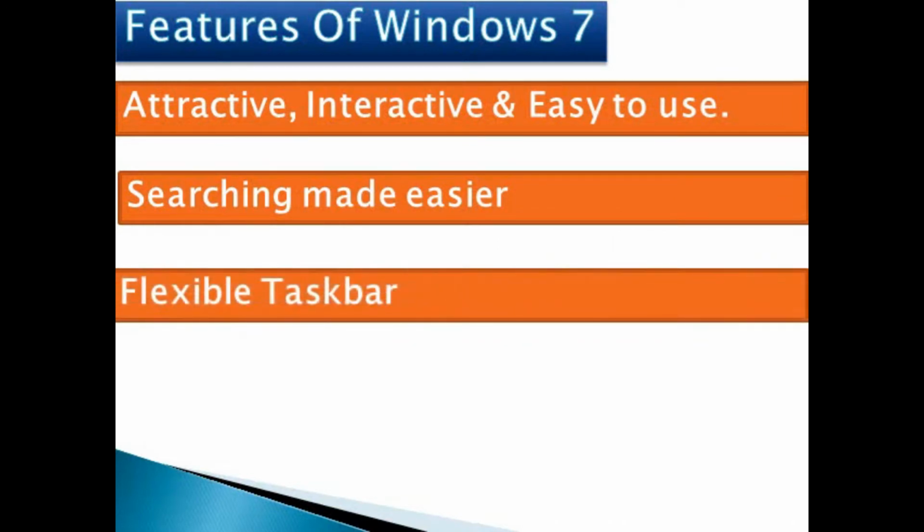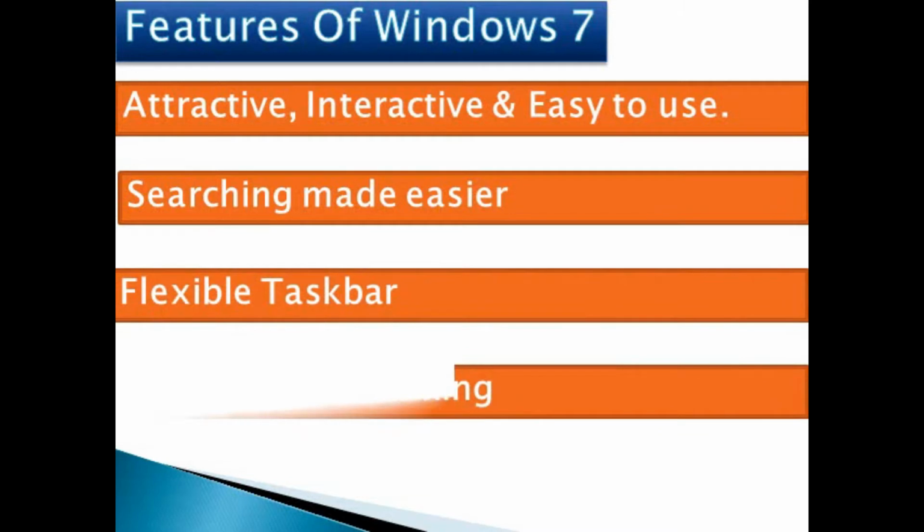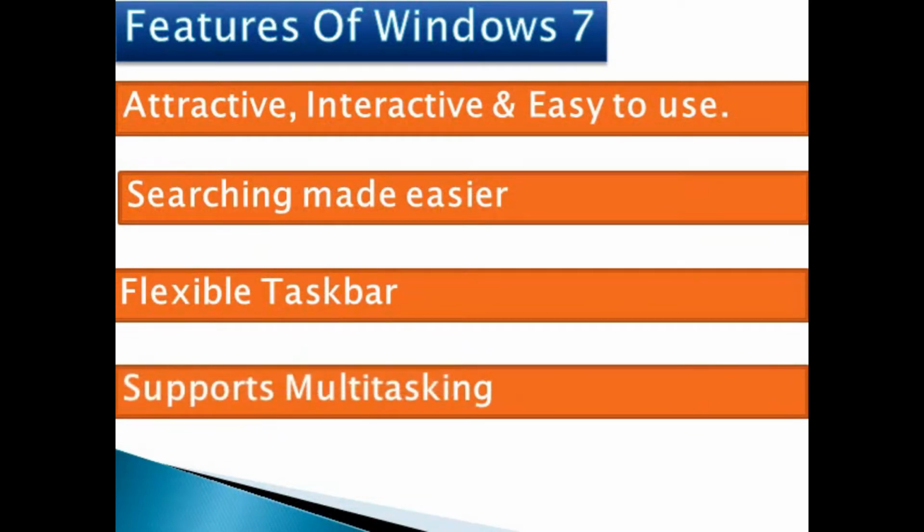The taskbar of Windows 7 is more flexible and application-oriented, unlike the previous versions of Windows. We can pin our favorite program on the taskbar for easy access. Windows 7 can effectively perform more than one task at a time. For example, we can type letters in MS Word while listening to music using Windows Media Player.